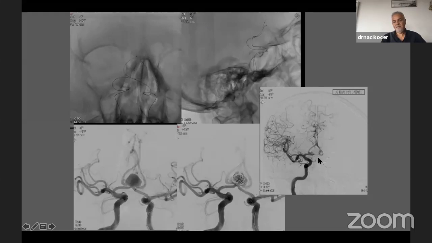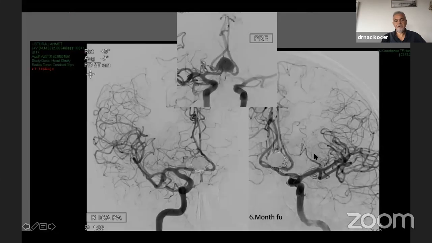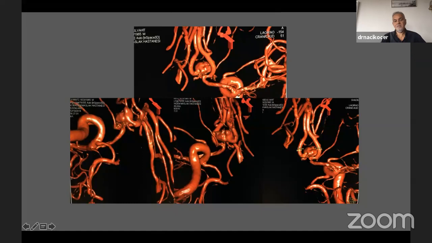This is immediately after coiling. As you see, the dog ears are still filling. Let's follow this case. This is a 6-month follow-up. At 6 months, there is nothing filling. That is unexpected if you just do a single stent or single coiling or whatever you do here. You need to change the hemodynamics.